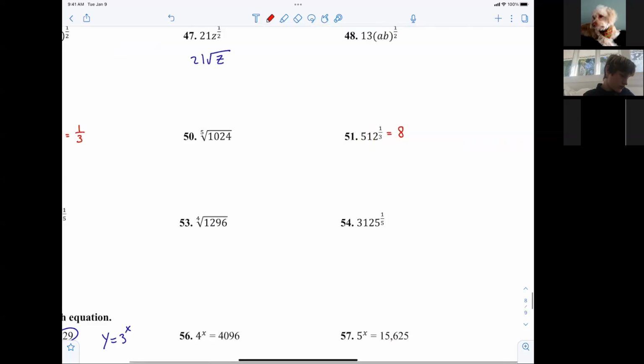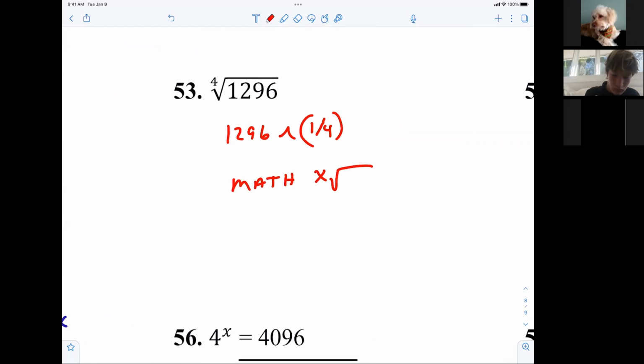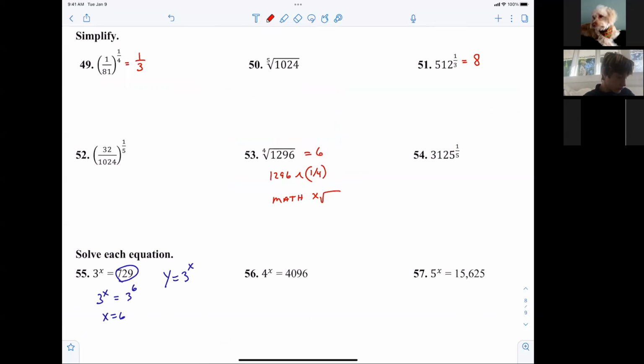All right, let's knock out 53. I need help with the 4th root of 1296. Now, for me personally, I would just write in 1296 caret 1/4. That's how I would do it. If you want, remember, you can go to the math button, and then it would be the X root. So there's lots of ways to do it. What is it? Somebody said 6. Everybody agreeing with 6? My guys at home, you're allowed to ask a question if you're having trouble.